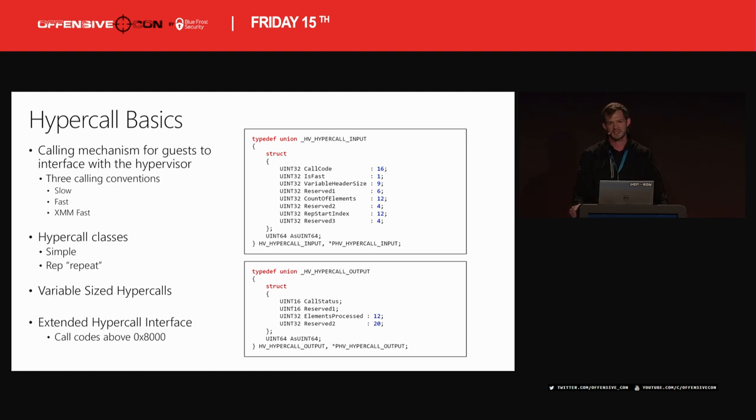Additionally, for both classes, most of the time they're going to have fixed size input, but a few hypercalls do support dynamic input. And so this is what we call variable sized hypercalls. You just need to specify what that variable size is, and it's going to be sized to a multiple of 8 within the input value.